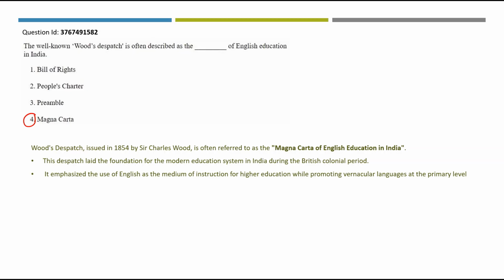Woods Dispatch, issued in 1854 by Sir Charles Wood, is often referred to as the Magna Carta of English education in India. This dispatch laid the foundation for the modern education system in India during the British colonial period. It emphasized the use of English as the medium of instruction for higher education while promoting vernacular languages at the primary level. Vernacular is some kind of regional languages you can take. Whatever is spoken in that particular place or area, that is actually taken in the primary level. But for higher education, English has been brought as a medium of instruction.